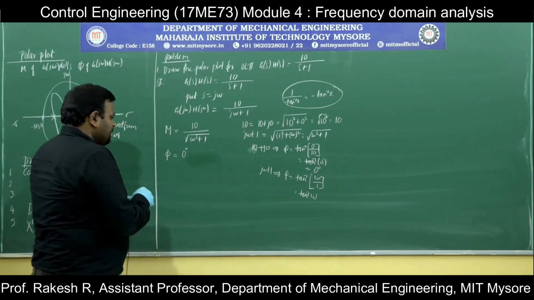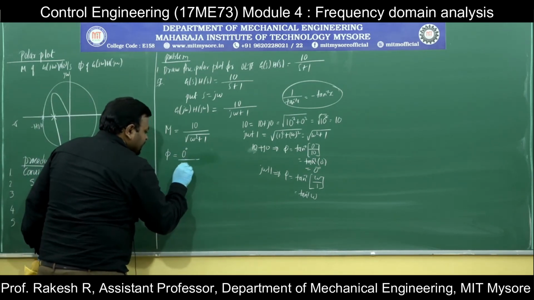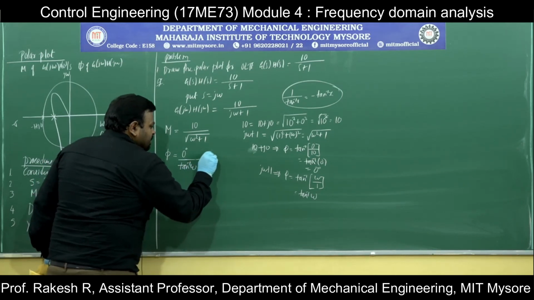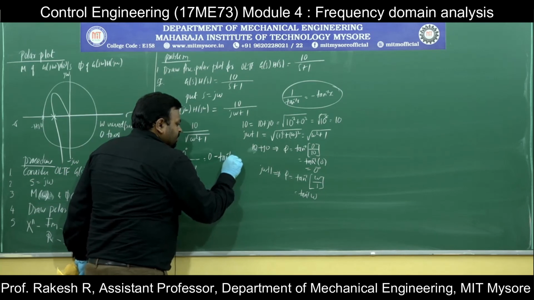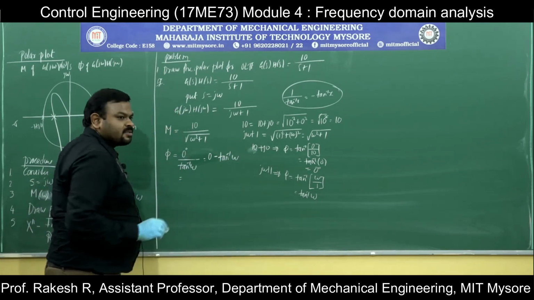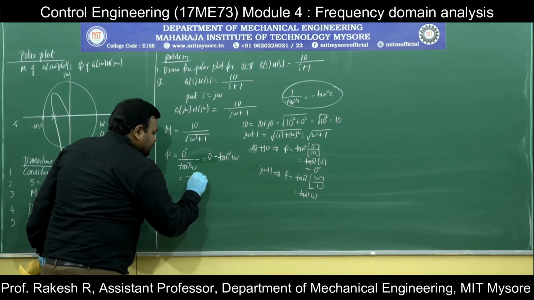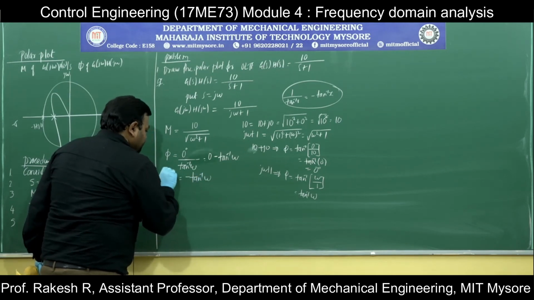What I will write is, I will write in a specific fashion only. Tan inverse of 0 minus, if I take that to a numerator, tan inverse omega. So 0 minus tan inverse omega, it is minus tan inverse omega. This is 5.